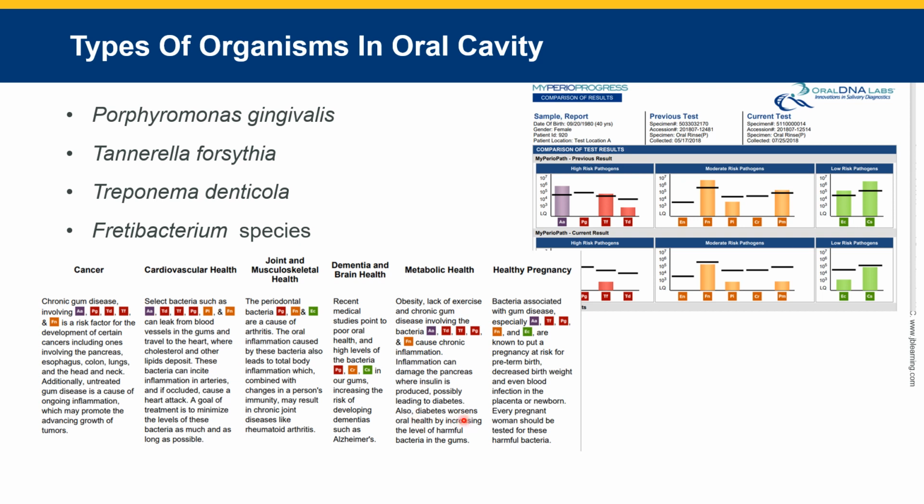It can worsen diabetes. It's associated with dementia and brain health. It's associated with musculoskeletal health and changes with chronic joint diseases like rheumatoid arthritis. It's also associated with cardiovascular health and with cancer. So gum disease is a cause of ongoing inflammation, which can promote the advancing growth of tumors.